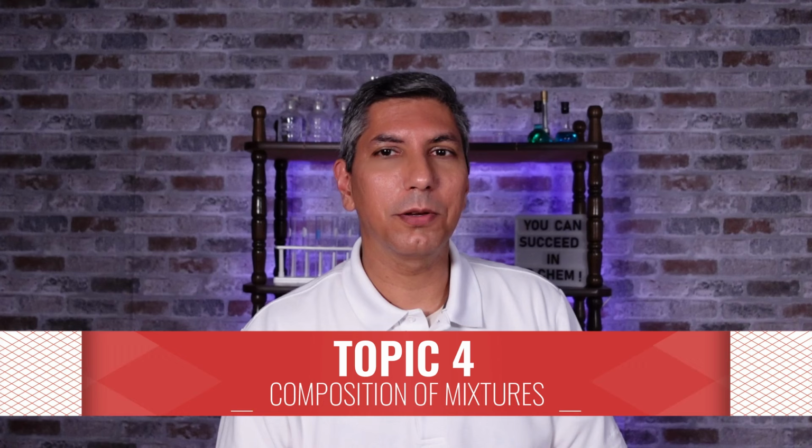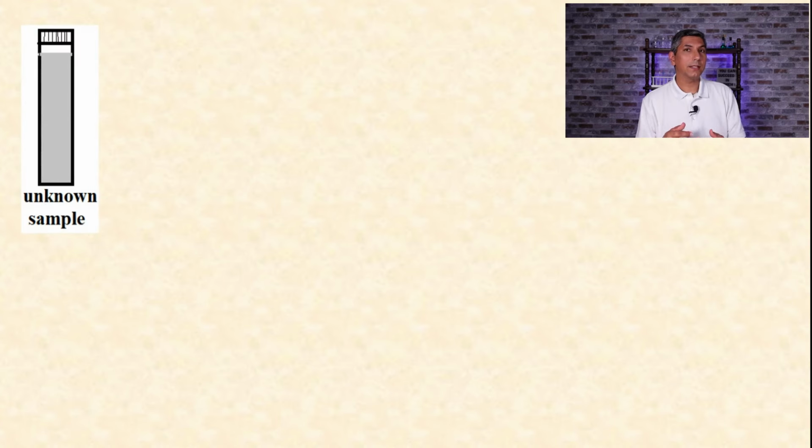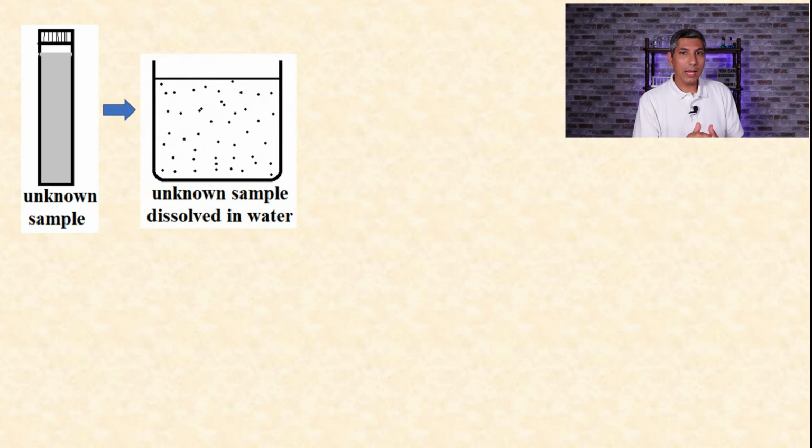You need to understand that mixtures are not the same as pure substances. Often in the lab, we're asked to analyze a sample that has a certain substance we're interested in. Let's say it's potassium chloride. Now that sample might have some other impurities in it. We can weigh the sample, dissolve it in water, then analyze how much potassium or how much chloride is in there using a variety of methods.